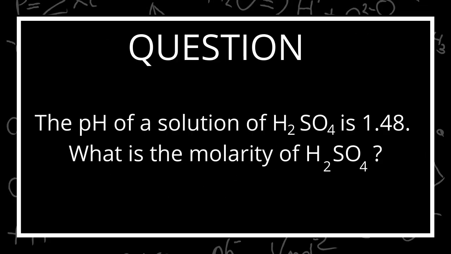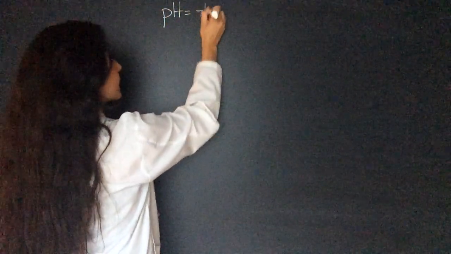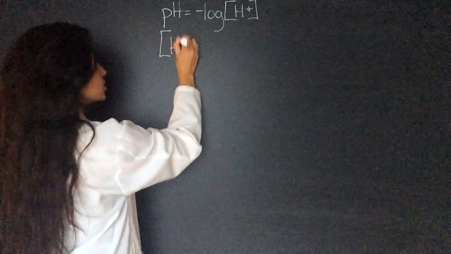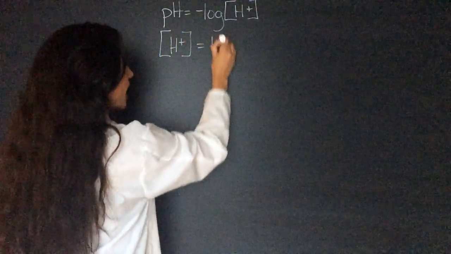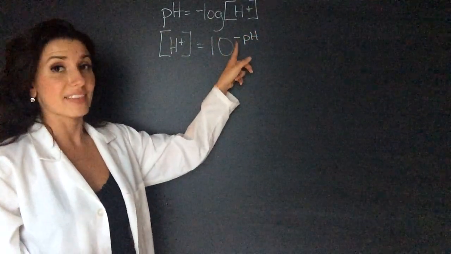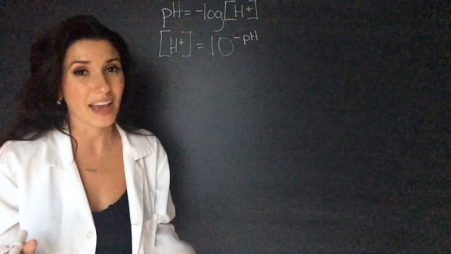The first question says, the pH of a solution of sulfuric acid, H2SO4, is 1.48. What is the molarity of H2SO4? So if you remember, pH equals the negative log of the concentration of hydrogen ions. We can rearrange this equation to be the concentration of hydrogen ions equals 10 to the power of the negative pH. And don't ever forget that there's a negative there. That's usually how people mess up.